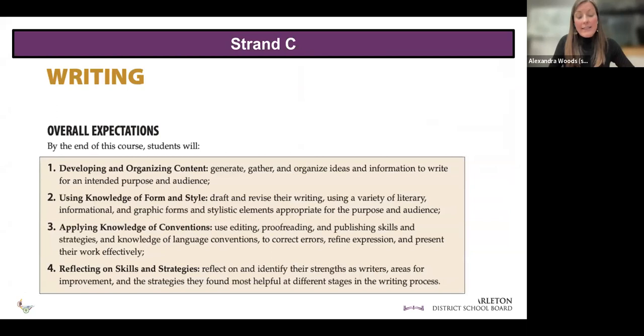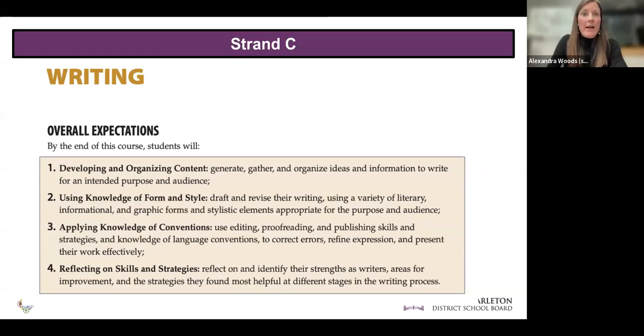The third strand in the English curriculum is writing. So writing includes developing and organizing content. How are we generating, gathering, and organizing ideas, and writing a variety of different things for a variety of different purposes and audiences? Using knowledge of form and style: thinking about what they've read, okay, now what do I need to do with that information to make sure that my writing is meeting a purpose and style in order to write for a specific audience and purpose. Applying knowledge of conventions, so using editing, proofreading, and publishing skills and strategies. And then again, reflecting on skills and strategies as writers.